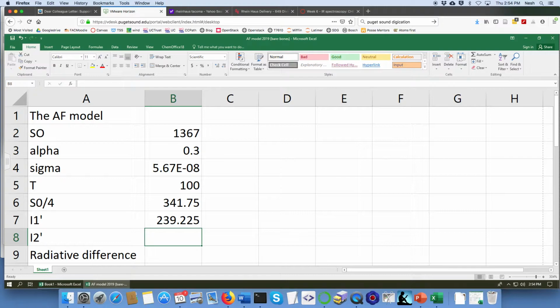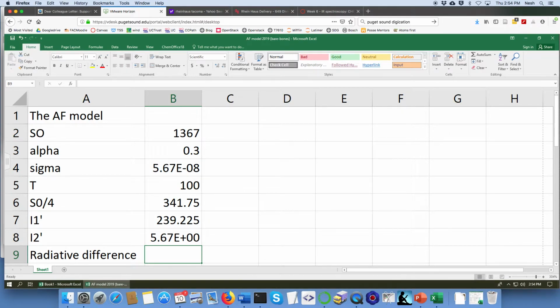And then what else do we want? Oh, I want the outgoing longwave radiance. I'm also going to put in an expression. And I know that that's sigma times, so there's sigma times, and I'm going to enter the temperature field there, raised to the 4th. Okay, and so I've got that.